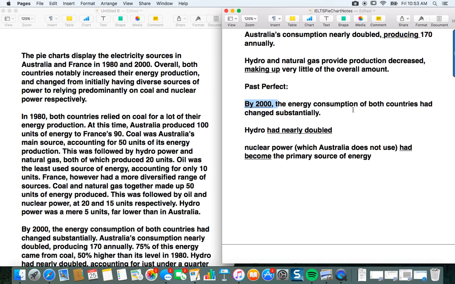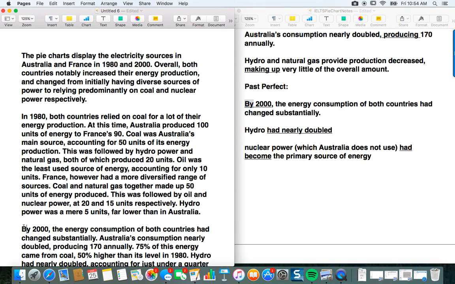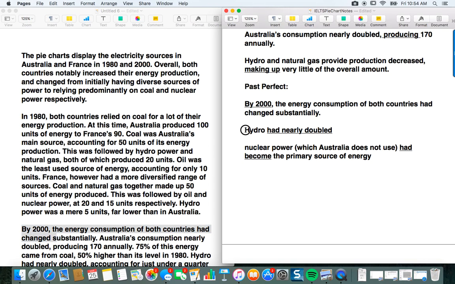By 2000, both countries had changed substantially. So please remember, if it's in the past and there's a change between 1980 and 2000, it had changed. But you need to have by, all right? And then you establish that over here, by 2000, okay? So now the whole paragraph, you can freely use it as long as you're talking about 2000. Hydro had nearly doubled, and nuclear power had become the primary source of energy.